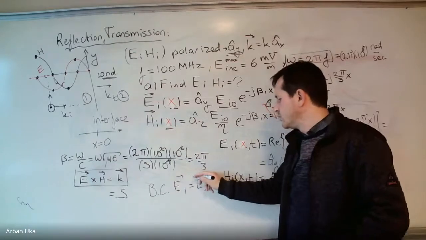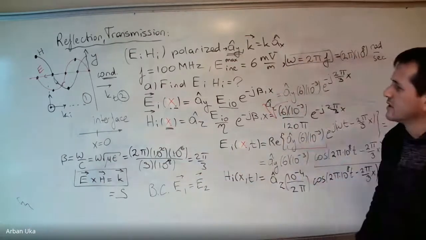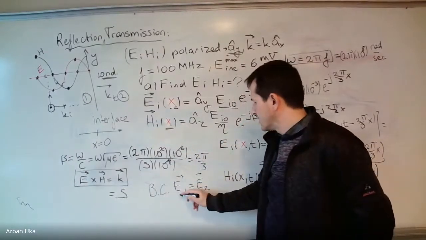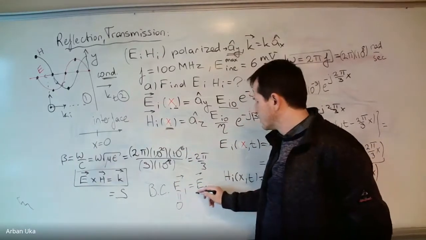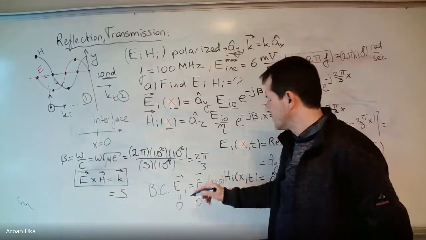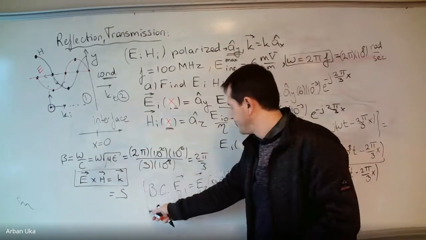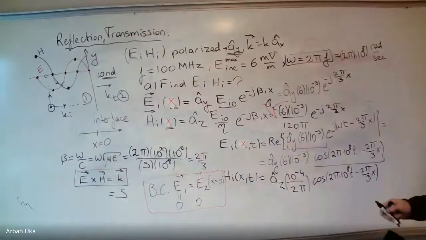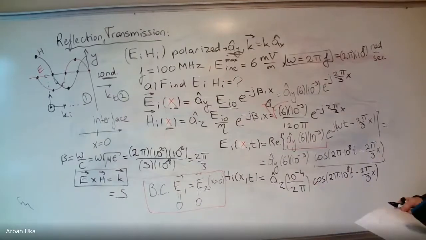And E1 and E2, we're talking about different mediums. So since E2 is equal to 0, immediately we also get that at x equal to 0, this is also 0. So let me write this, x equal to 0. Okay, because of this boundary condition, we apply a lot of these kinds of relationships.